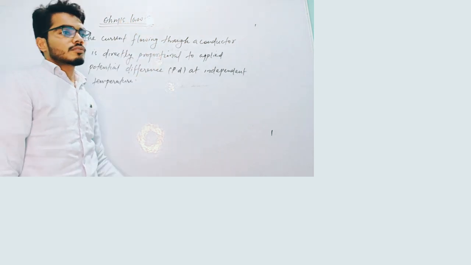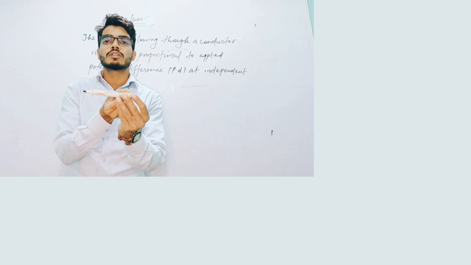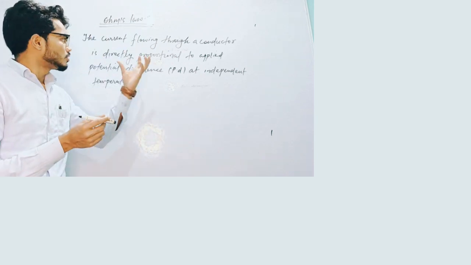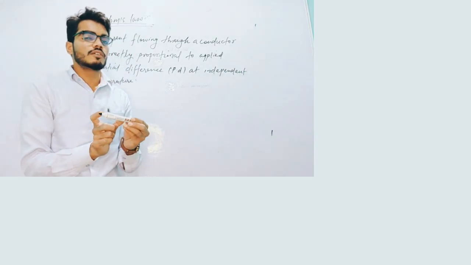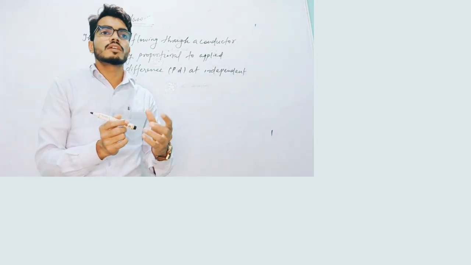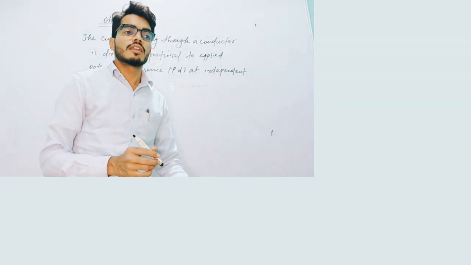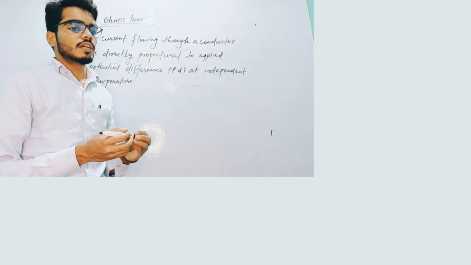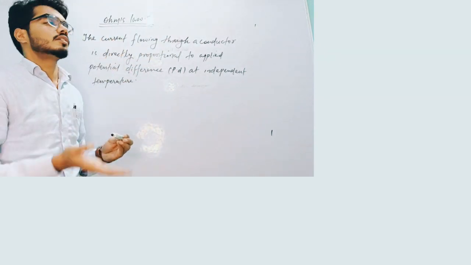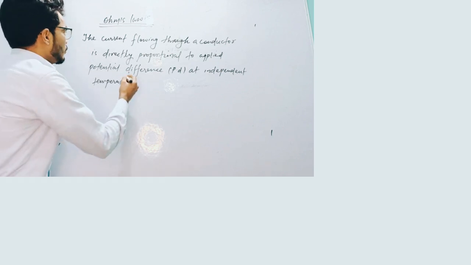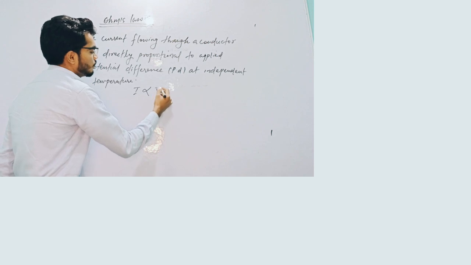The basic principle of Ohm's law is that, like this is a conductor, the current flowing through any conductor depends on the potential difference. If the potential difference is increased, then the current will also increase. Directly proportional means that two physical quantities increase and decrease together. So the current, represented by I, is directly proportional to V.